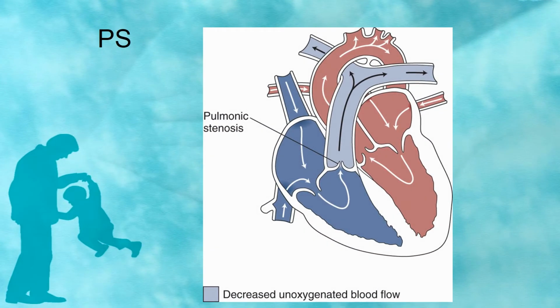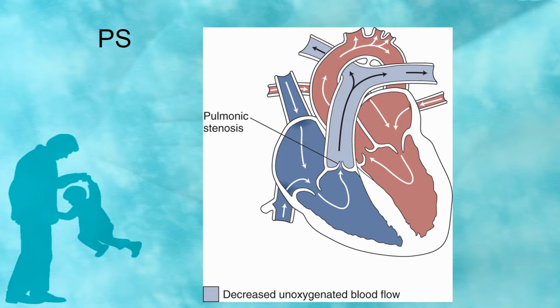PS stands for pulmonary stenosis. With this, you can get narrowing of the valve area, or the great artery above the valve. Any of those three little areas all classifies as pulmonic stenosis.